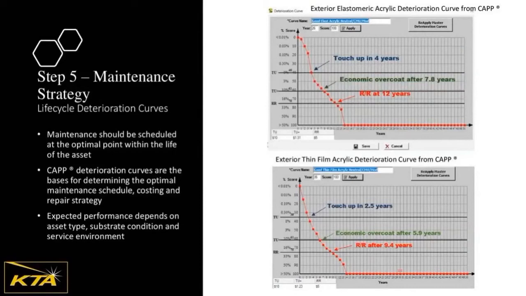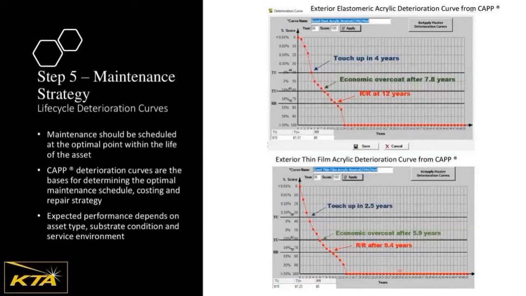So, step 5, really the heart of the KTA CAP program and many other data analysis programs is based on a deterioration curve that is established for each asset. So how an asset deteriorates over time is really what we're trying to predict.